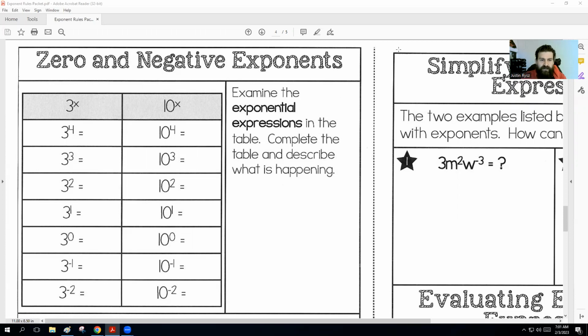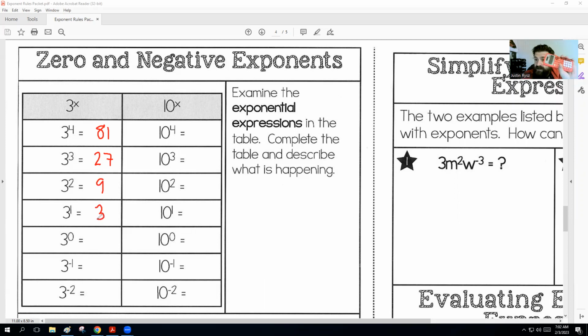So let's first look at just kind of decimal wise. We're going to plug some of these numbers into a calculator and see what they equal. We'll start with the threes. 3 to the 4th power is 81. 3 cubed is 27. 3 squared, 3 times 3, is 9. 3 to the 1st power is 3.